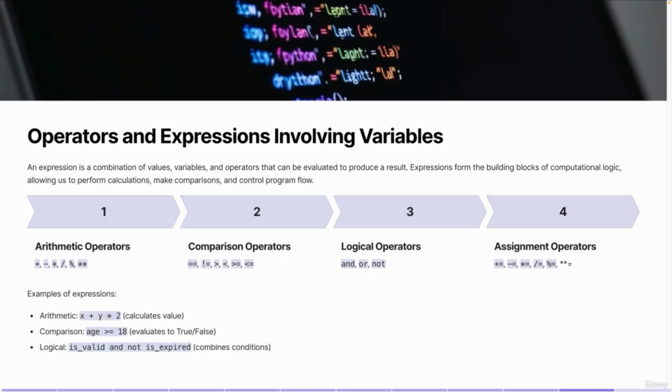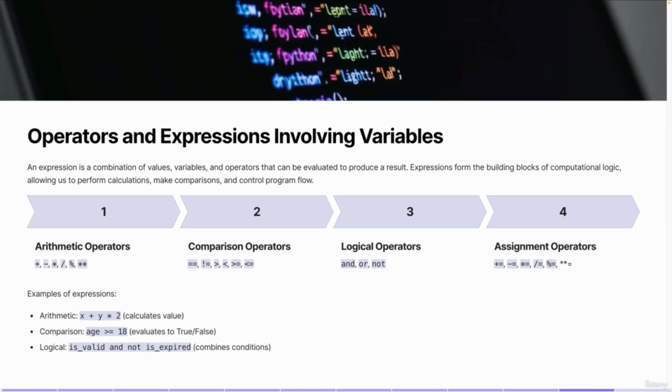Now we know variables are the building blocks. It's also important to know operators and what an expression is. There are different operators in programming. You have your basic arithmetic: addition, subtraction, multiplication, division, raising to a power. Those are some of your arithmetic operations.